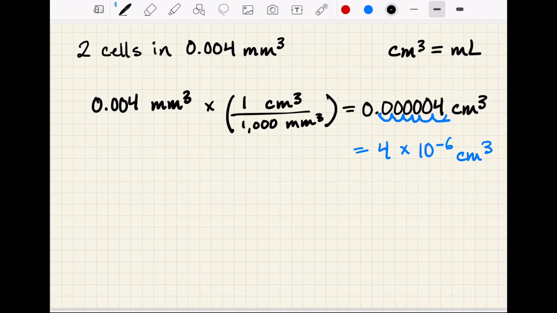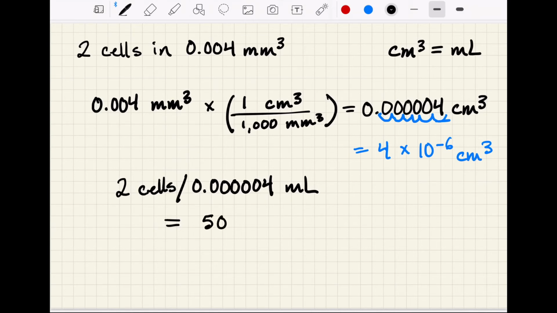And remember that cubic centimeters are the same as milliliters. So we have 2 cells per 0.000004 milliliters, which works out to 500,000 cells per milliliter.